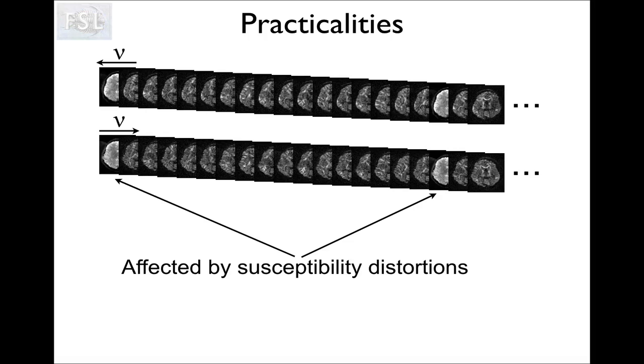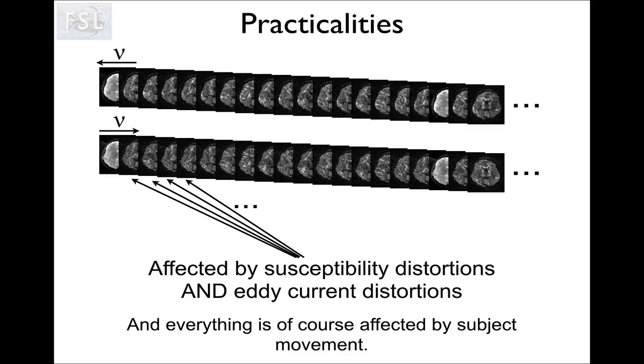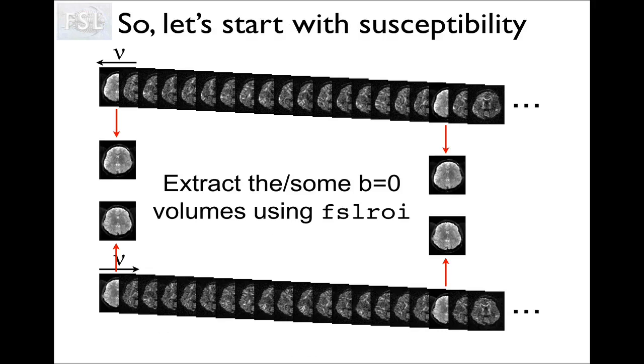Now, if we look at this data, what we have is the B0s that are affected by susceptibility distortions, as we talked about earlier. We have all the diffusion weighted images that are affected by susceptibility distortions and eddy current distortions. And also note that the eddy current distortions are likely to be different for each and every one of these different diffusion gradients or different diffusion volumes. And of course, everything is affected by subject movement.